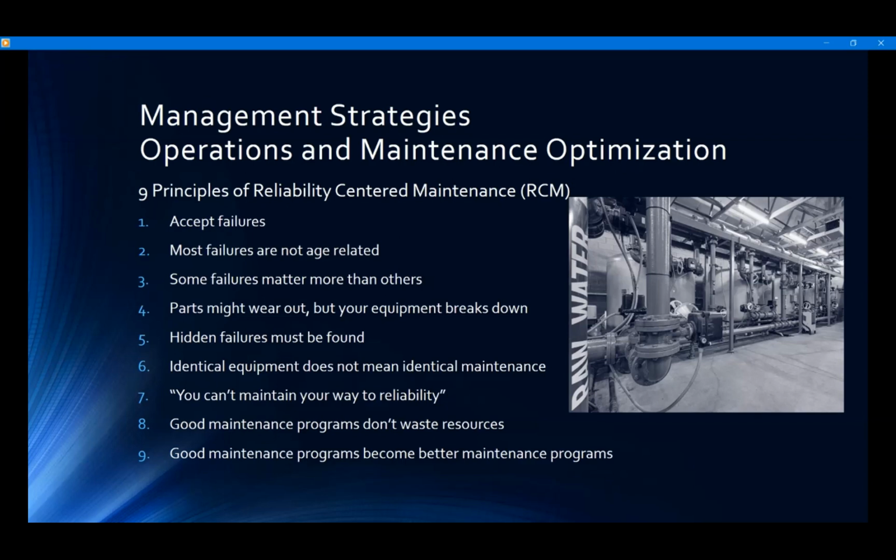Number 8, good maintenance programs don't waste your resources. This seems obvious, right? But when we review PM programs, and we did here at Covington, we often find tasks that add no value. If you asked any of my staff, they would tell you that they get sick and tired of hearing that exact phrase from me. That's the one thing that I harp on. I want value-added tasks. Tasks that waste resources actually reduce reliability and availability.